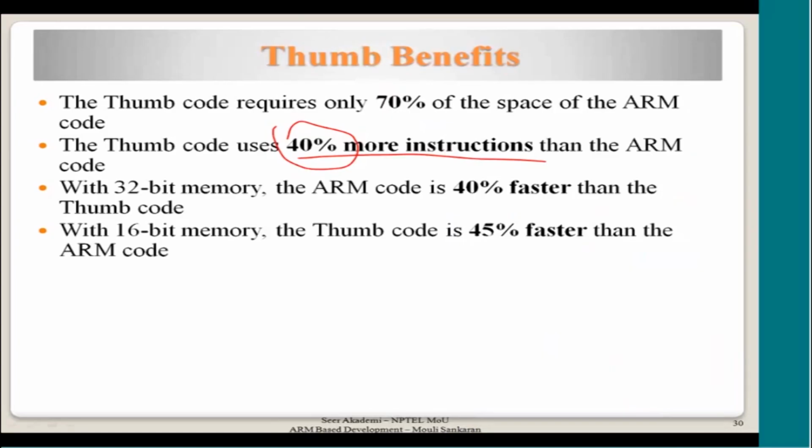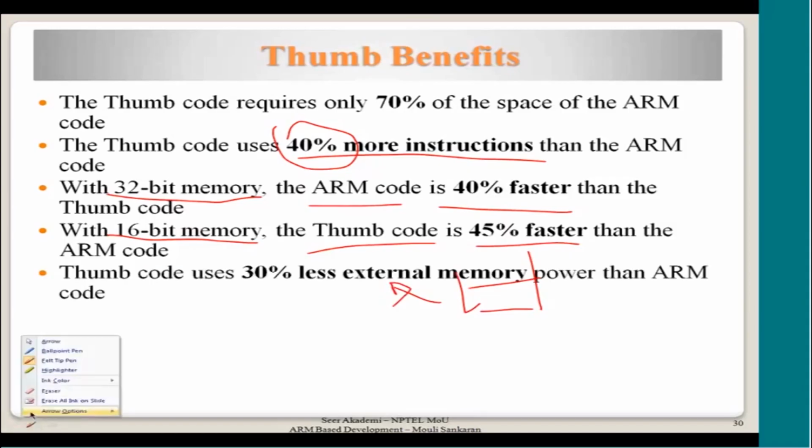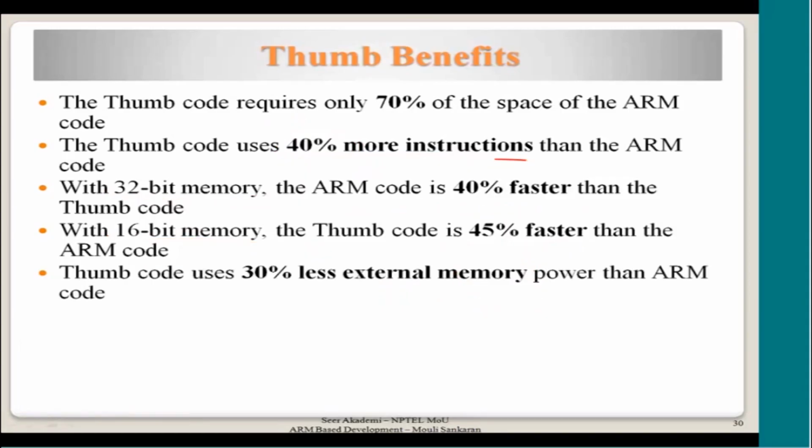With 32-bit memory, the ARM code is 40% faster. If you are using a 32-bit memory, ARM will be running faster there because you are accessing 32 bits at a time. But if you are using 16-bit memory, the thumb code will be 45% faster than the ARM code. Because you are accessing it as 16 bits, and this is in sync with the way the processor wants the code to be provided to it. So 16-bit memory is more beneficial in the thumb state compared to a 32-bit memory in an ARM state.